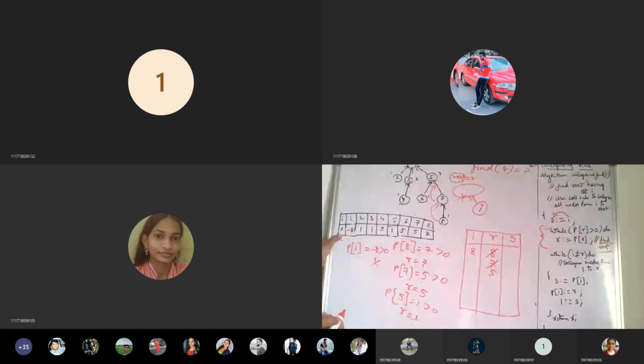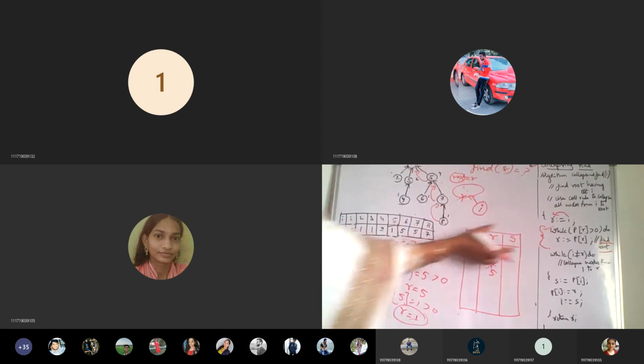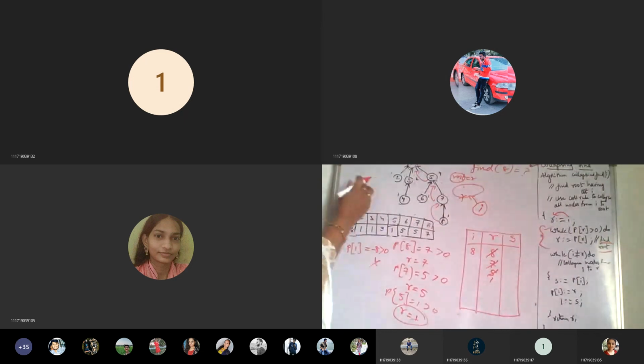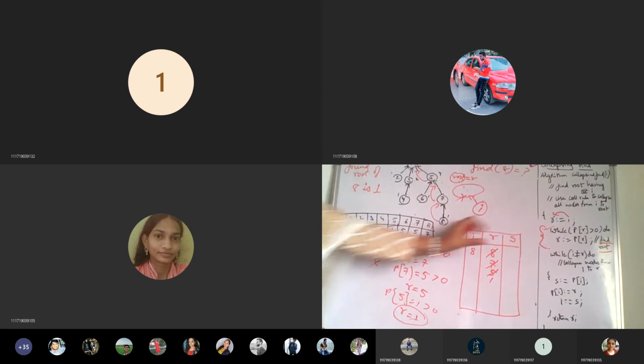So it will come out means, what is the R value here? 1. So it will go from here to here. And so by this root node, what we are going to get? So we have found root of 8 is 1. Okay, so this block gives you who is the root of 8.